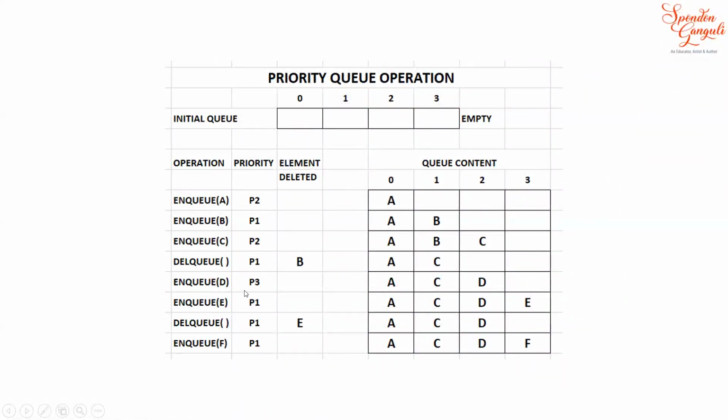So when I do DelQ now, priority P1 will be executed first. So element B is deleted from the queue. I'm again adding NQ D with priority 3. Then I'm doing NQ E with priority 1. If I do DelQ now again, E will be removed. Then again I'm adding F with a priority and so on. So whatever elements I'm adding, I'm setting a priority to that, and accordingly it is working.